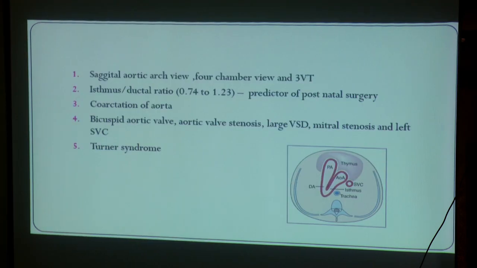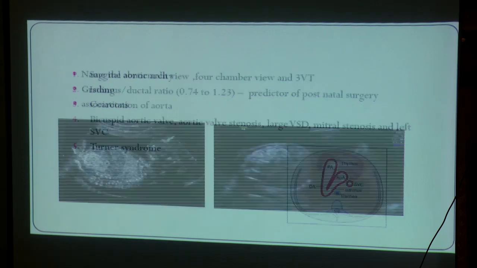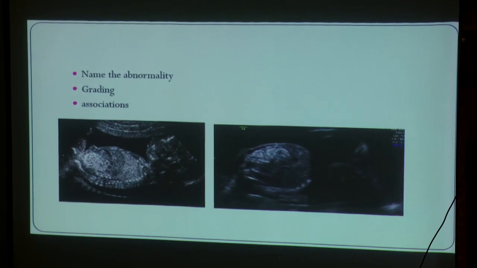In coarctation of aorta, the isthmus ductal ratio, this is the isthmus and this is the ductus. Narrower the isthmus, poorer the prognosis. It is a predictor of postnatal surgery. And common associations will be bicuspid aortic valve stenosis, large VSD, mitral stenosis, and common chromosomal abnormality will be Turner's syndrome.